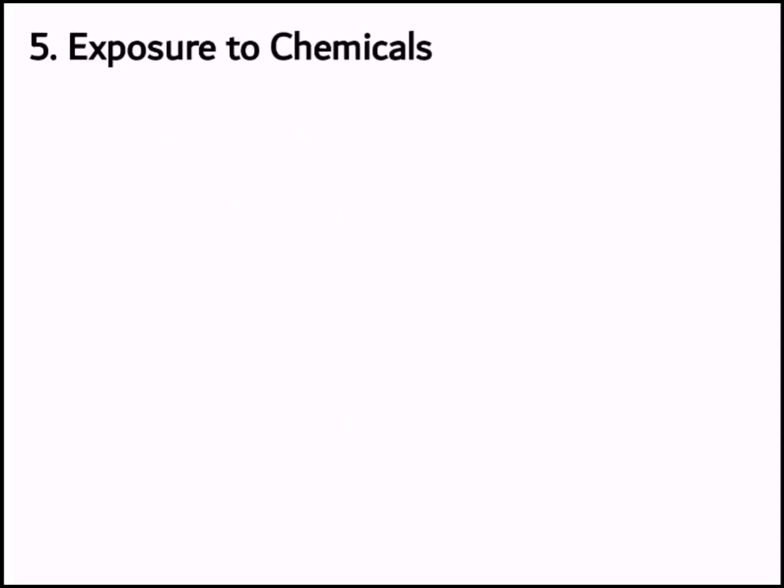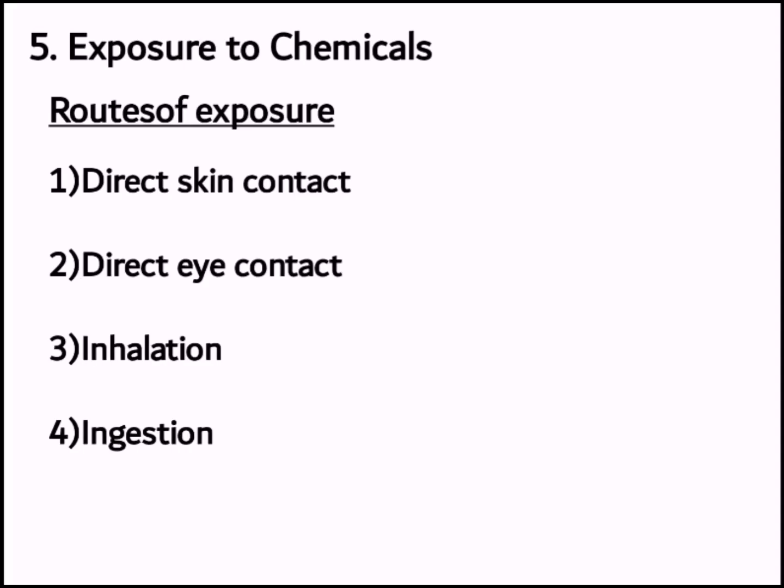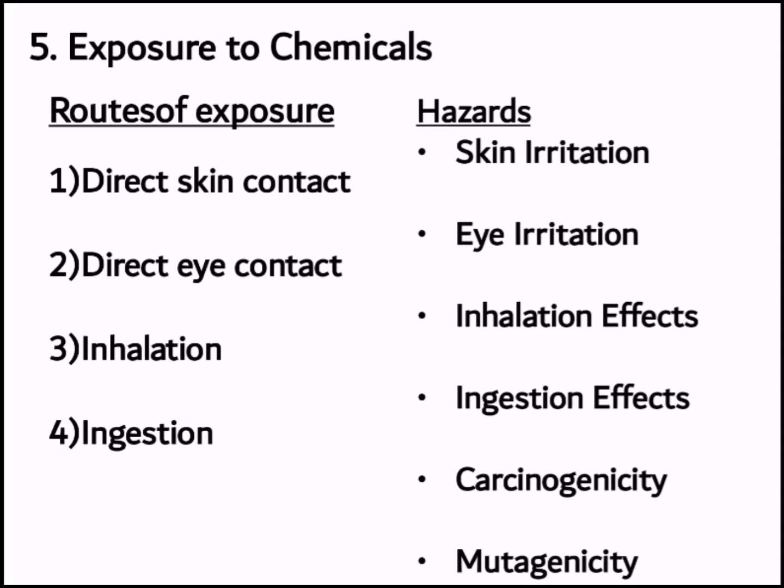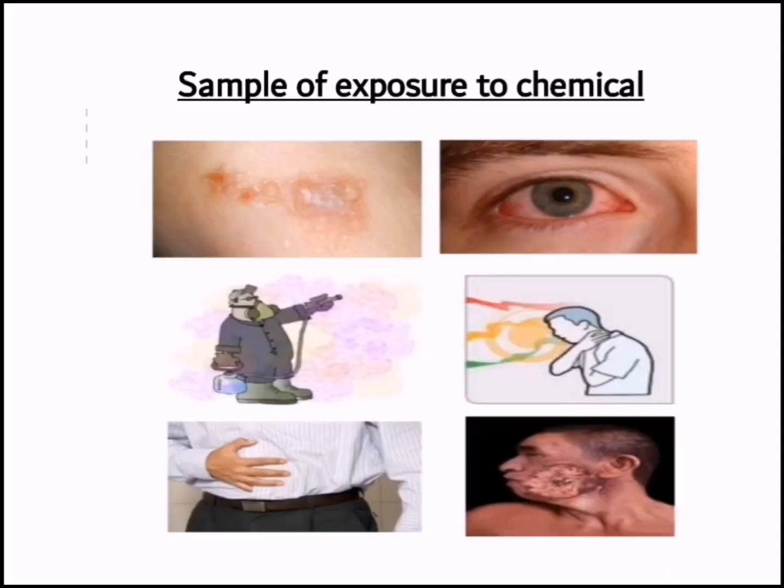5. Exposure to chemicals. Routes of exposure: 1. Direct skin contact. 2. Direct eye contact. 3. Inhalation. 4. Ingestion. Hazards: skin irritation, eye irritation, inhalation effects, ingestion effects, carcinogenicity, mutagenicity. Sample of exposure to chemical.